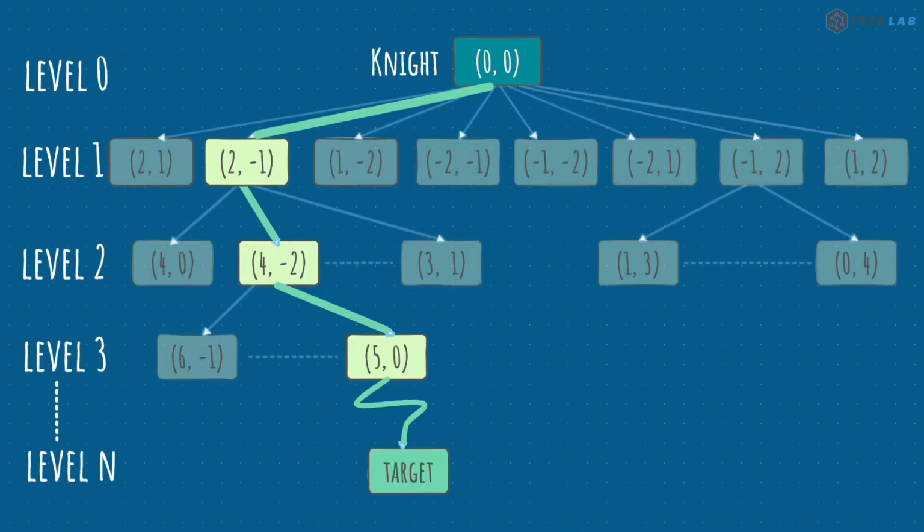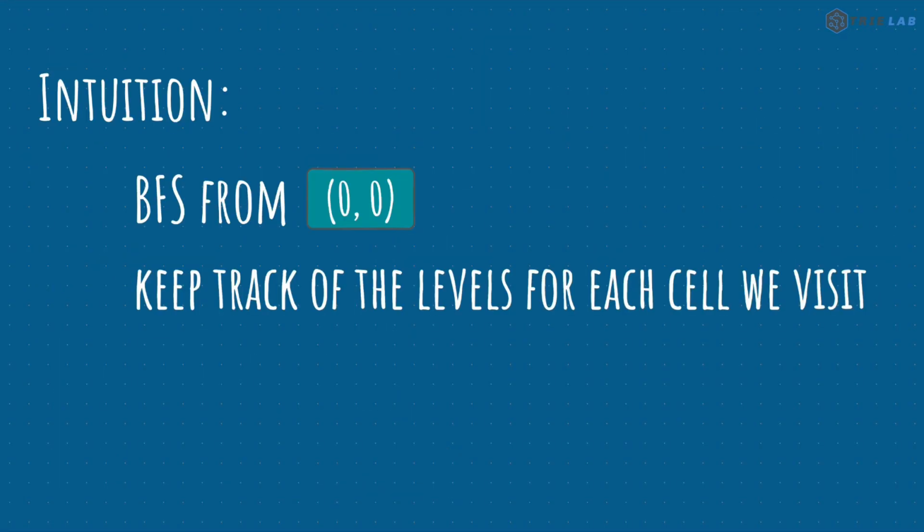For example, over here, the shortest path is identified as the path from 0, 0 to the target node at level n. So the main intuition here is that we do a breadth first search from 0, 0, or the starting coordinate of the knight, and we keep track of the level for each cell, or the number of jumps it took to reach that cell. And once we find the target node, we simply return the current level, which denotes the minimum knight moves to reach the target node. Note that we actually reduced the given problem to a search problem and then we solved it using breadth first search.